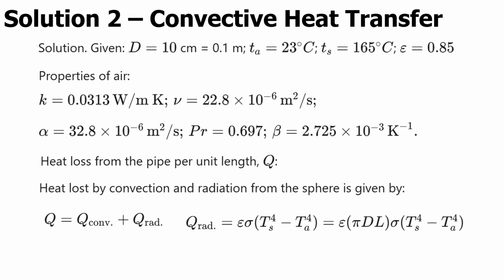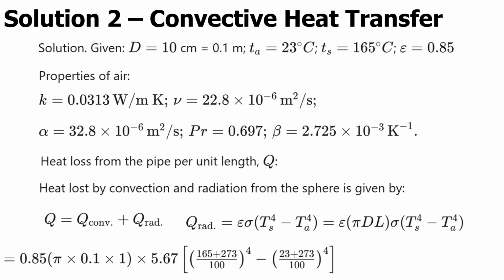Now let's substitute the values into the radiative heat formula. And when we do that, we get a value of 441 watts per meter. This is the radiative heat loss for the pipe.